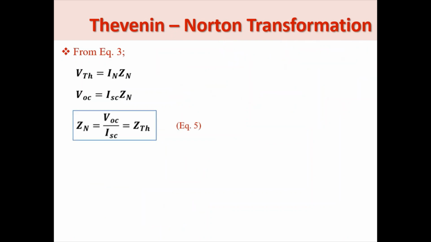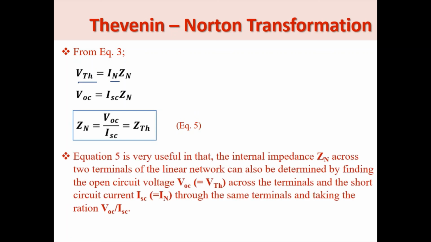Thus, to summarize, we have a third case for determining Z sub n or Z sub Th, and that is getting V sub Th and I sub n. So that means applying the Thevenin's theorem and the Norton's theorem to determine the Z sub Th or Z sub n. Thank you.